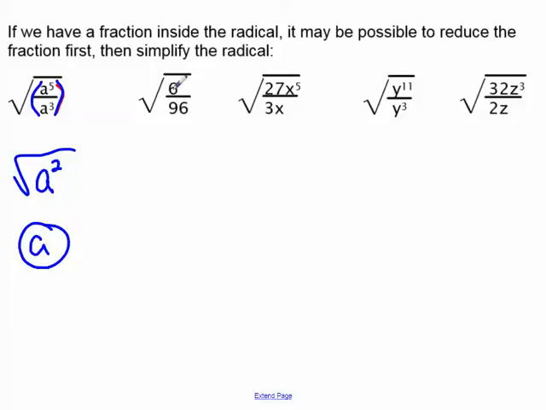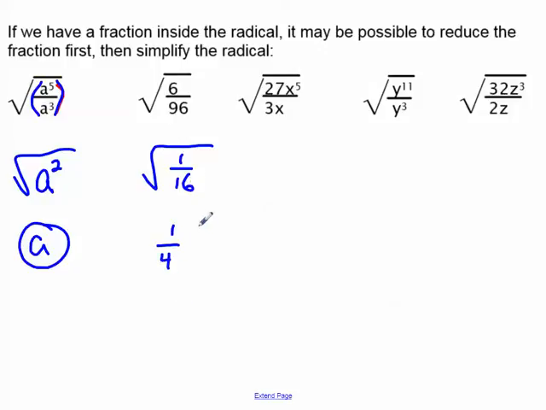I got the square root of 6 over 96. Well, 6 and 96 can kind of simplify. 6 over 96 can be simplified to 1 over 16. You could simplify by canceling out a 2, canceling out a 3, and you get to 1 over 16. All right, well, the square root of 1 over 16 is 1 over 4.